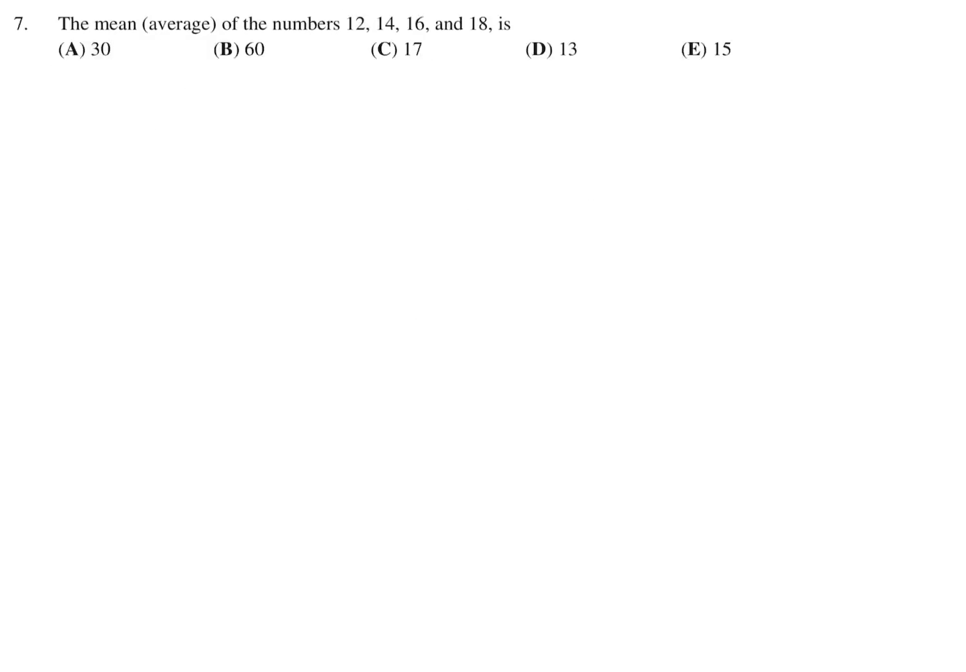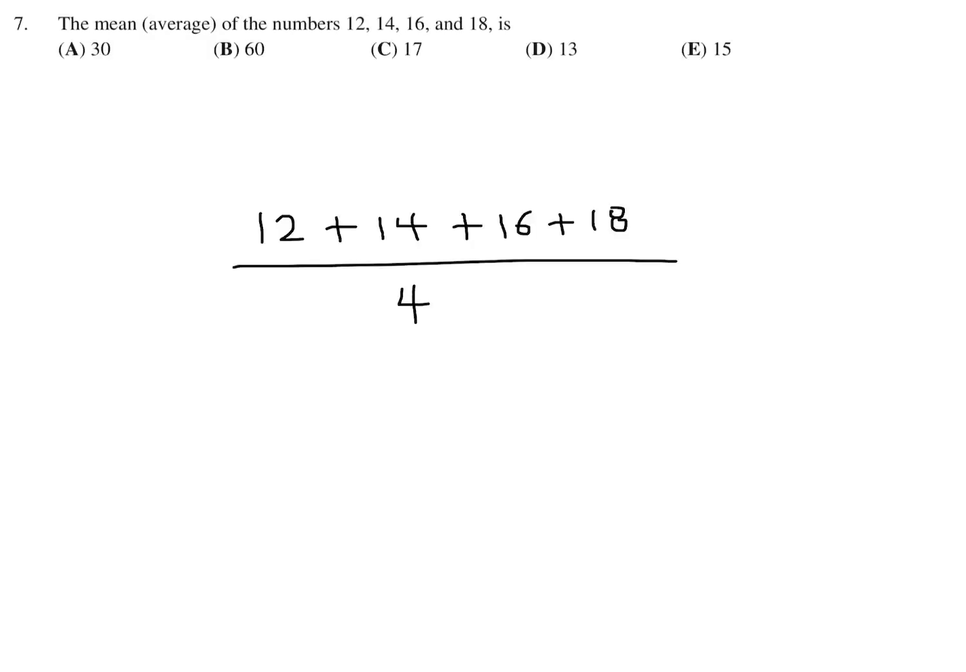The mean or average of the numbers 12, 14, 16, and 18 is. So to find the mean, you add them and you divide by how many numbers you have. So in this case, we have 4. So the numerator becomes 60 divided by 4, and 60 divided by 4 is 15. So the mean of those numbers is 15, which is choice E.